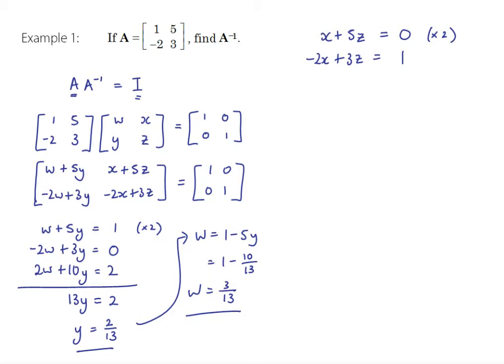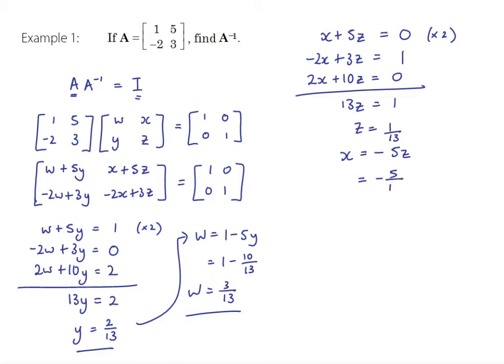We're going to multiply the first equation by 2 to give us 2x plus 10z equals 0, and then add the two equations to eliminate x. So again, 13z this time equals 1, so z equals 1 on 13. We know that x in this case is negative 5z, just rearranging the first equation. So x is negative 5 times 1/13, so that's negative 5/13. So we've got z and we've got x, so we've got our four things.